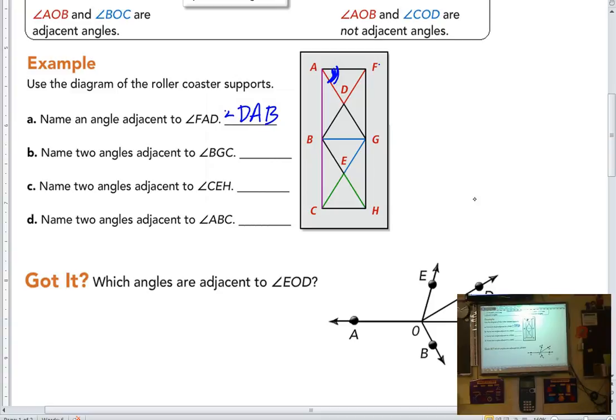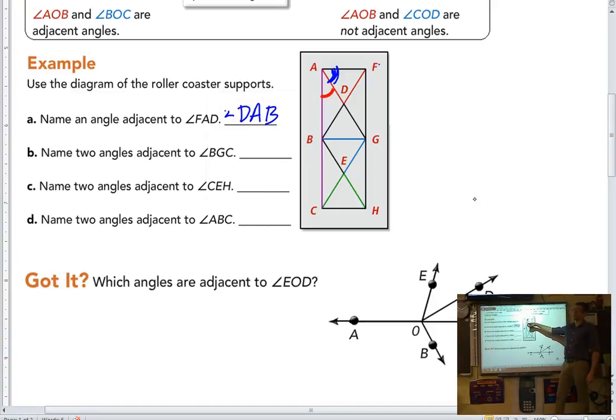Question or answer? Question. What's up? Would BAG count as an adjacent? Ooh! So, the question you really should be asking is, is that a different angle? Thank you very much for asking that. We would have thought about that once we got to a couple different problems.